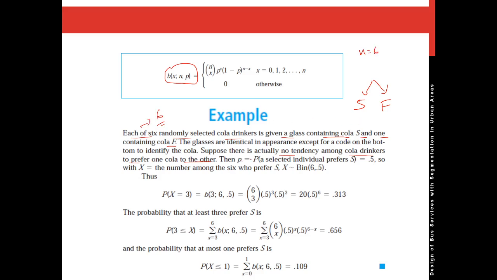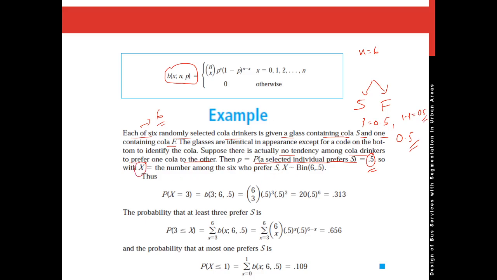Okay, p. I am taking p as the probability a selected individual prefers S. So there is no tendency to prefer one cola over another. Therefore, the probability of choosing either one of the colas is 1 by 2, that is 0.5. p equal to 0.5. Then 1 minus p is again 0.5.